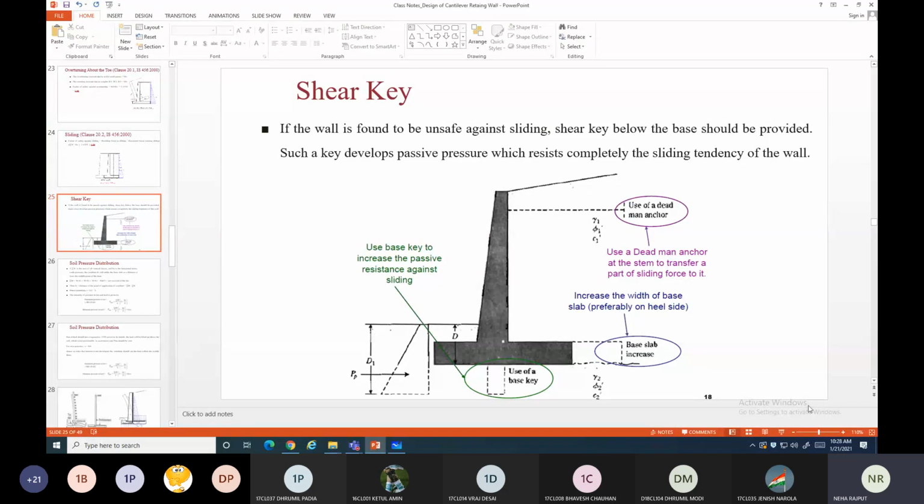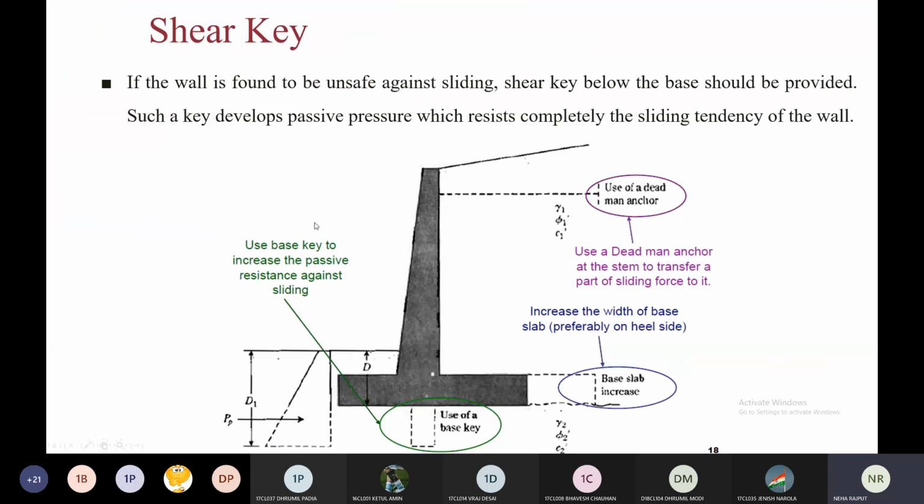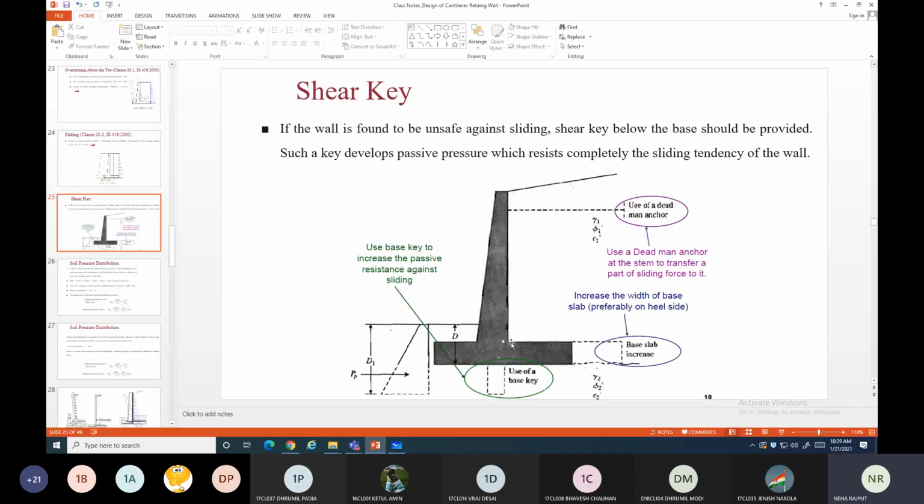That element is known as shear key. So what is this shear key? Shear key is one element which is provided below the base slab and which will serve as a lock and key portion for the cantilever retaining wall. That shear key is again a reinforced concrete element which is provided as a beam below the base slab throughout the length of the retaining wall, and that will resist the sliding of the retaining wall by interlocking the base slab with the soil part itself.